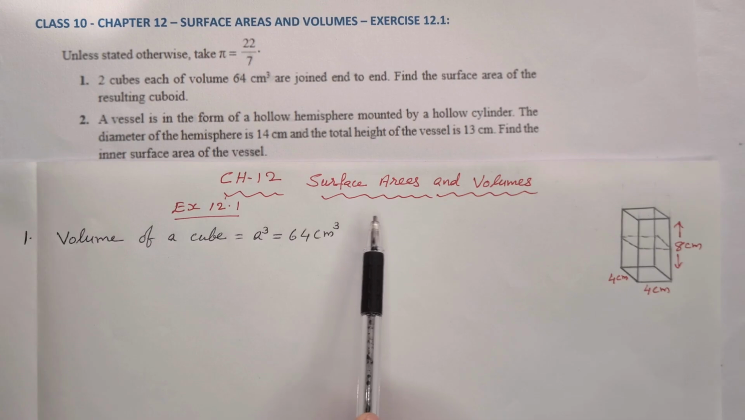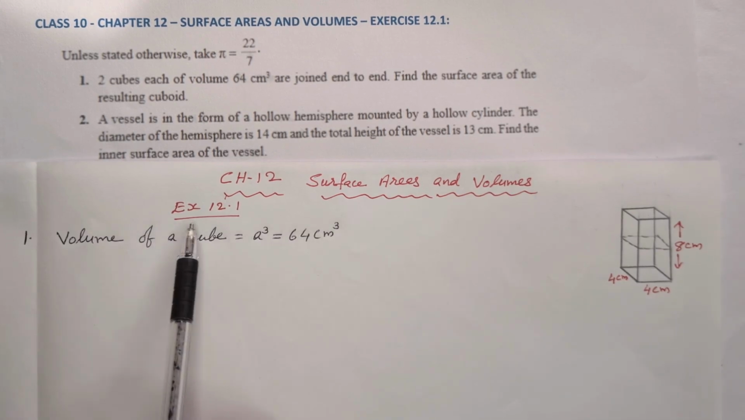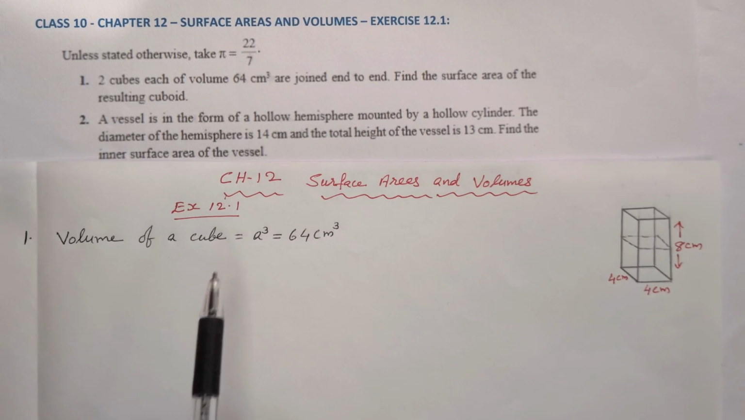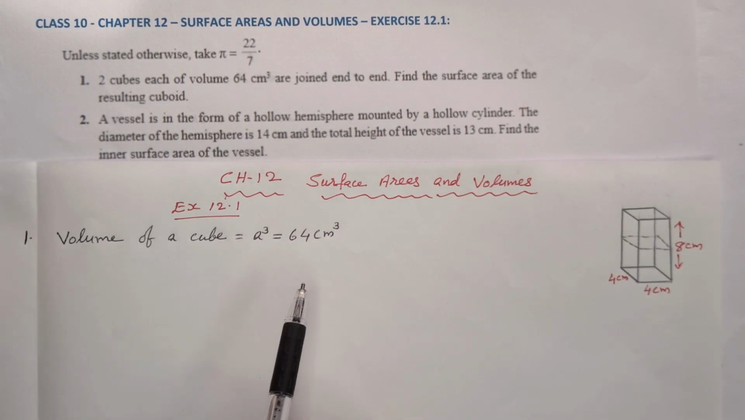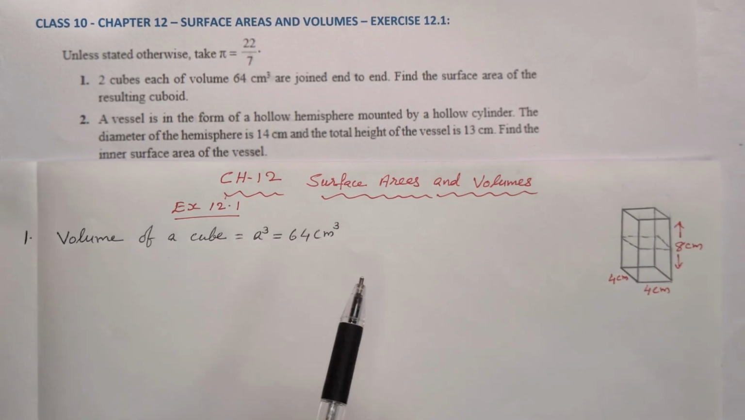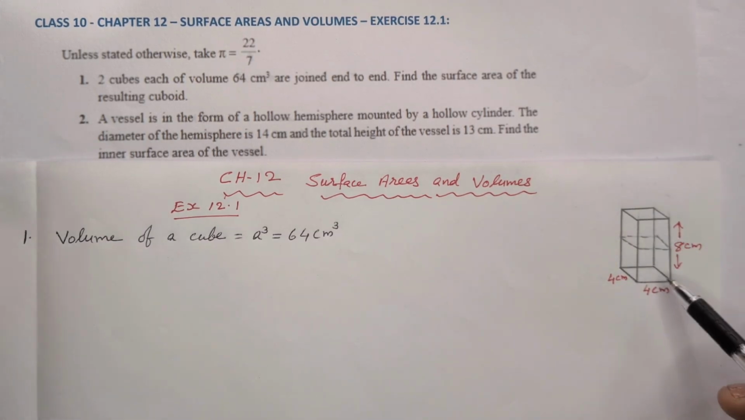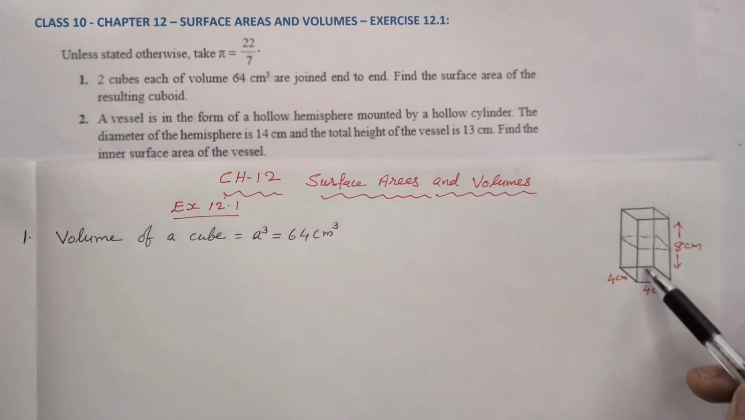Chapter 12, Surface Areas and Volumes. Exercise 12.1. First question. Two cubes each of volume 64 centimeter cube are joined end to end. Find the surface area of the resulting cuboid. So two cubes with 4 centimeter each side are joined.